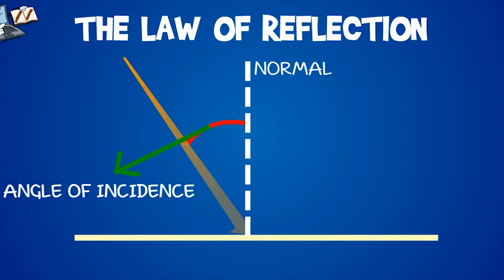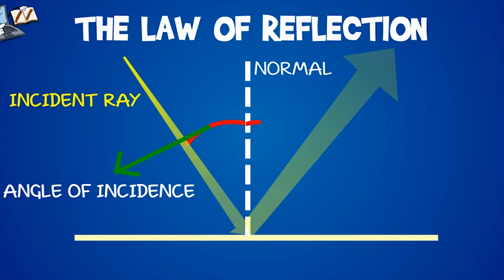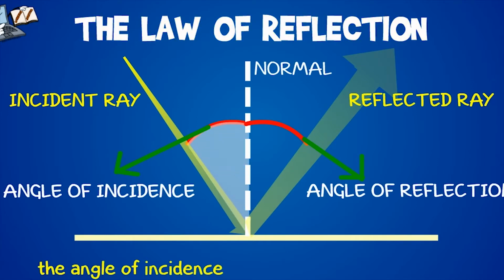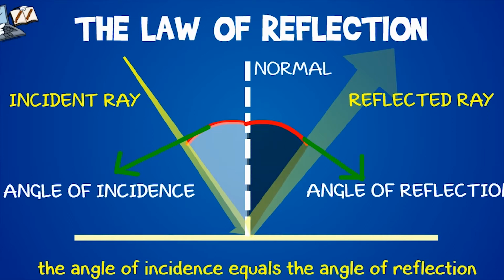So, the incoming ray is the incident ray, and the angle that it makes with the surface normal is called the incident angle. And the ray which hits the surface bounces off, and this angle here is called the angle of reflection. This ray bouncing off is called the reflected ray. Now, the law of reflection is very easy. It simply says that the angle of incidence equals the angle of reflection. So, you can say this angle is equal to this.